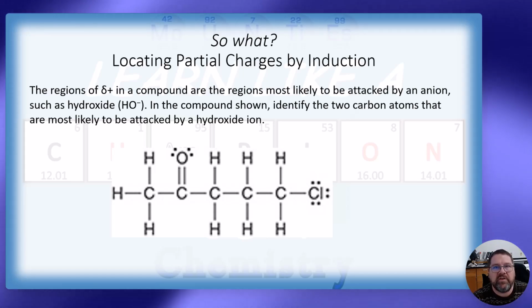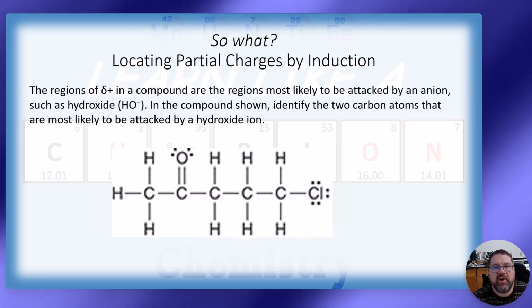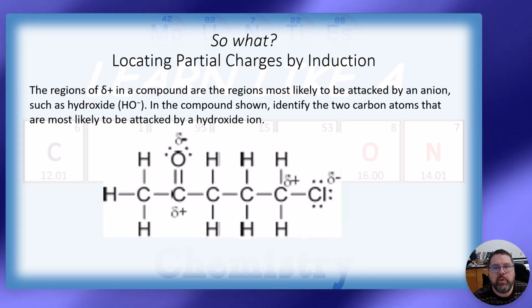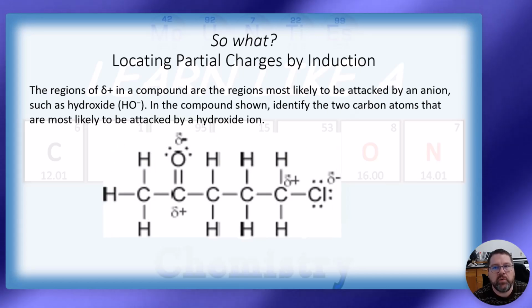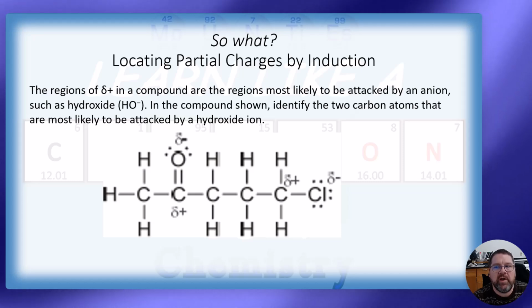And so if we look by induction, we've got the carbon double bond oxygen. We also have a carbon chlorine bond. Oxygen is very electronegative, all right, so we would expect that to pull the electrons towards itself, and likewise for chlorine. Chlorine is more electronegative than carbon, and so we would expect an induction site there as well.